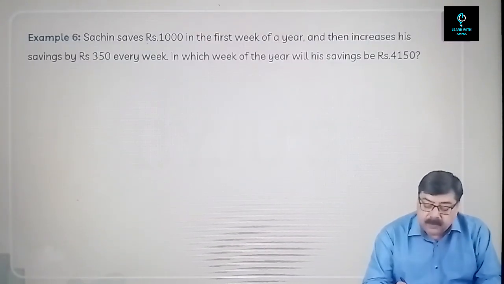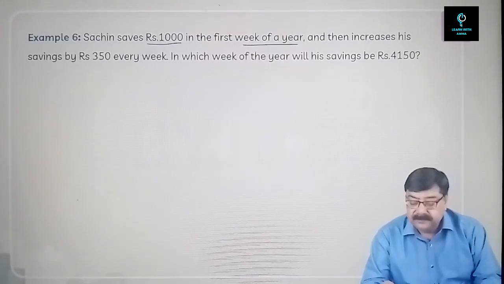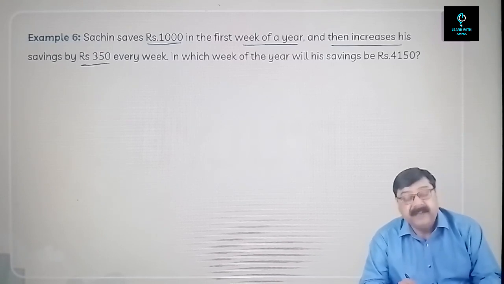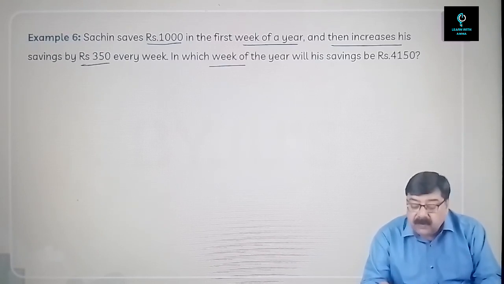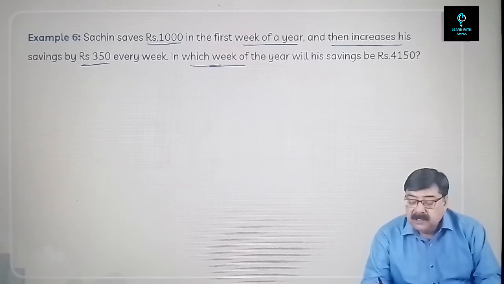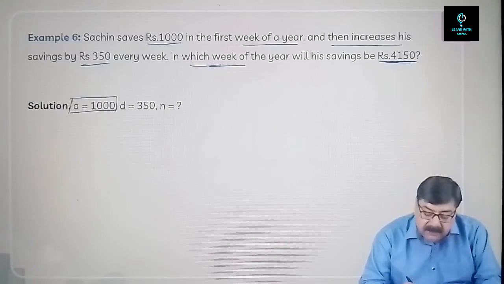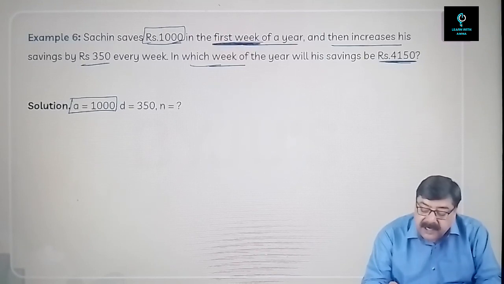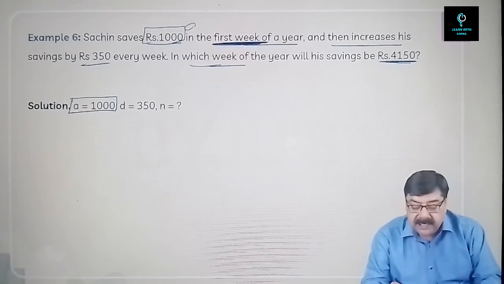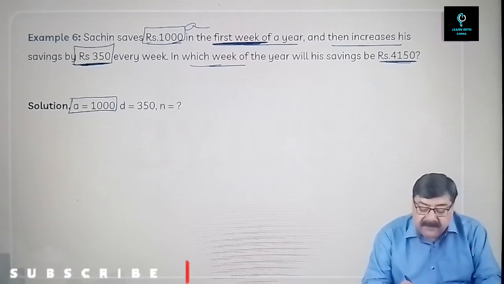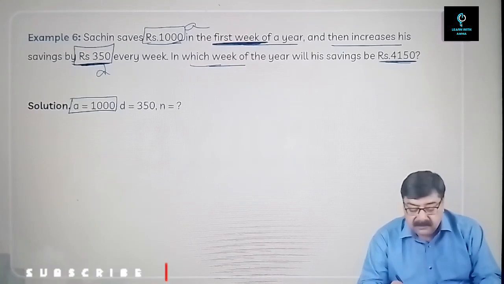Now Sachin saves rupees 1000 in the first week of a year and then increases his savings by rupees 350 every week. Now in which week of the year will his savings be rupees 4150? Now A happens to be 1000 here because Sachin saves rupees 1000 in the first week. So this becomes A. And he's increasing his savings by rupees 350 every week. So this must be the value of D.